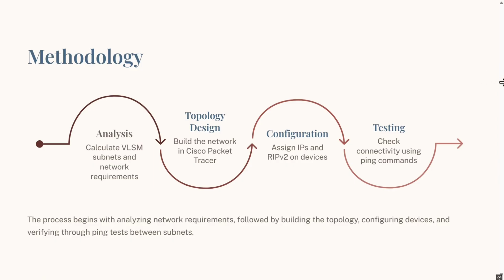Methodology: analysis, calculate VLSM, subnet and network requirement. Topology design, build the network in Cisco Packet Tracer. Configuration, assign IPs and RIP version 2 on device, and testing, check connectivity using ping command. The process begins with analyzing network requirement, followed by building the topology, configuring device, and verify through ping test between subnet.